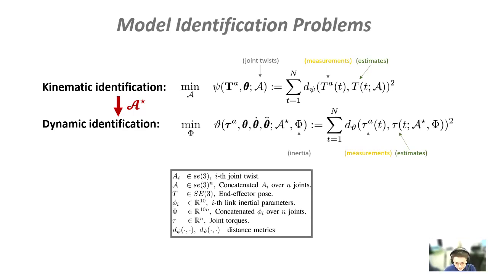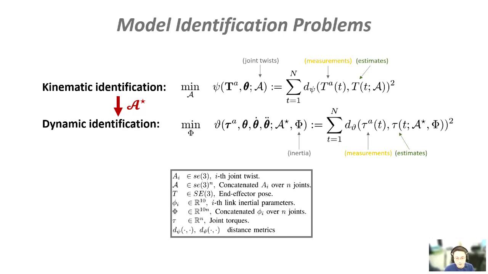Before we start, I'm going to introduce some notations mainly used in this video. For the kinematics, A and T denote joint twist and the end effector pose respectively, and psi is the kinematic error. And for the dynamics, phi and tau denote link inertia parameters and joint torque respectively, and var theta or curly theta is the dynamic error. D with the subscripts psi and var theta denote the distance matrix for the pose and torque respectively.